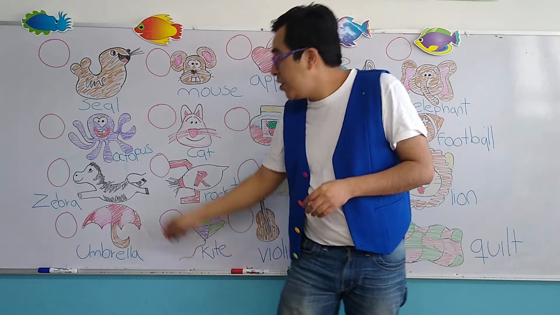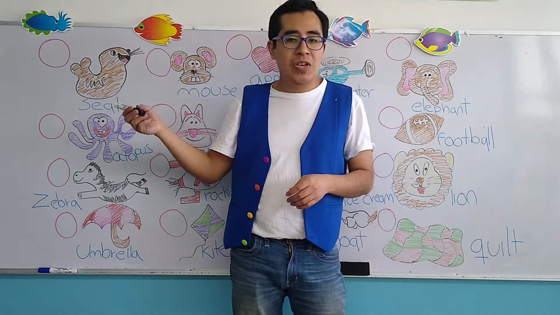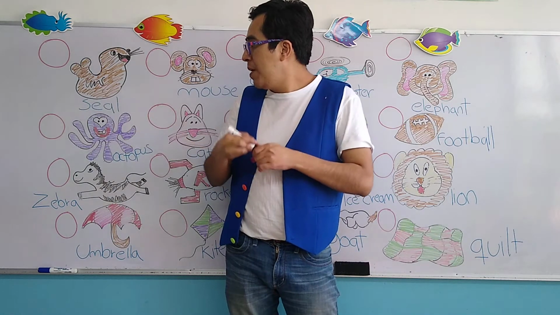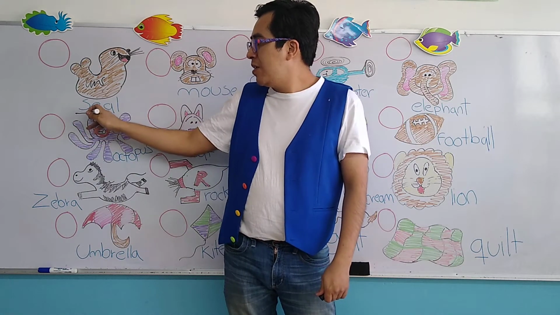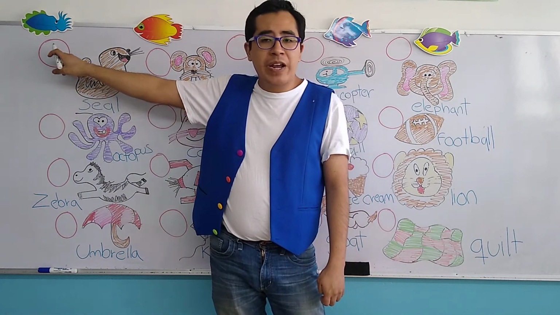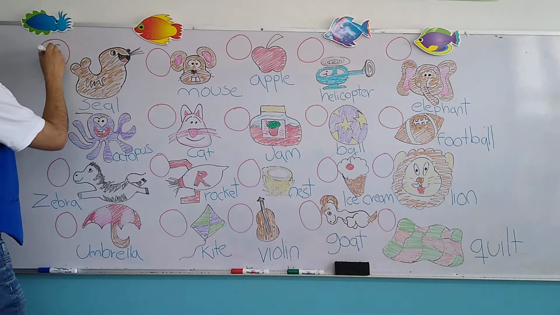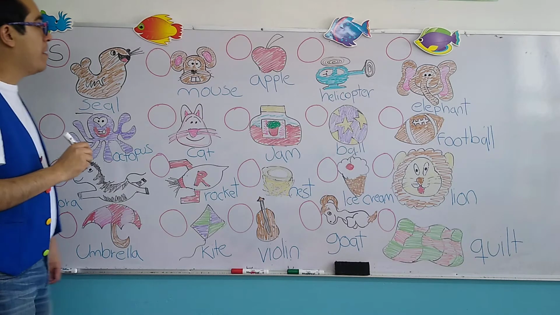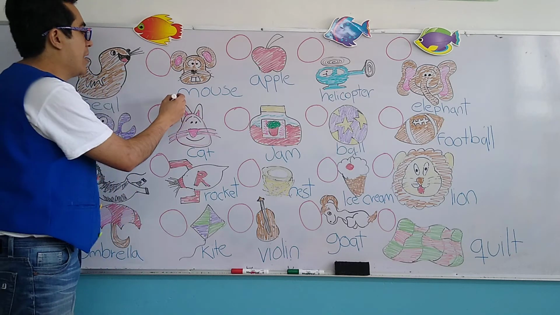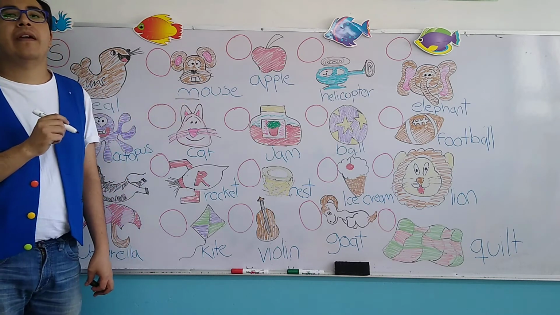So, in the case of seal, remember seal, foca. So, seal begins with the letter S. So, what's the letter that we have to write here? Letter S. Very good. Now, the mouse begins with the letter M.